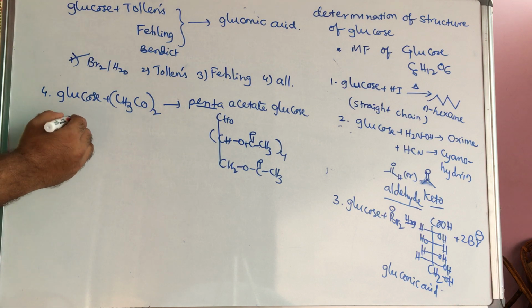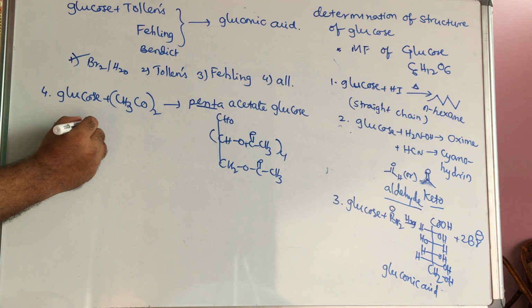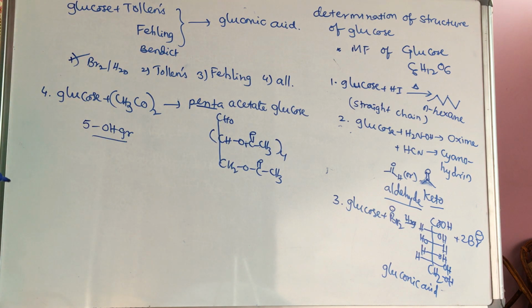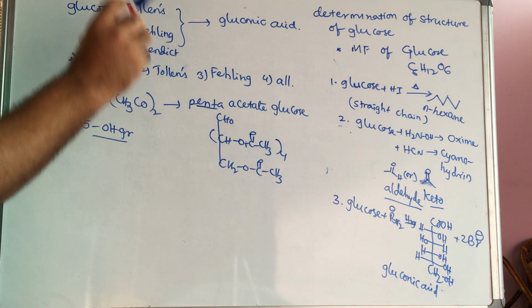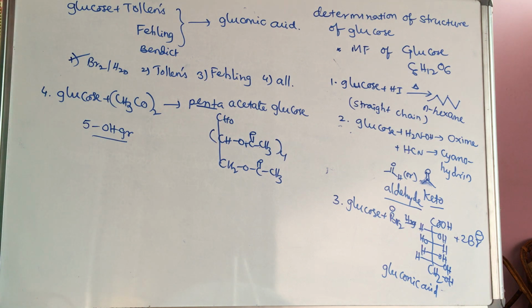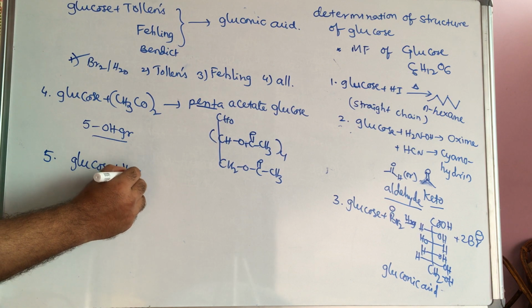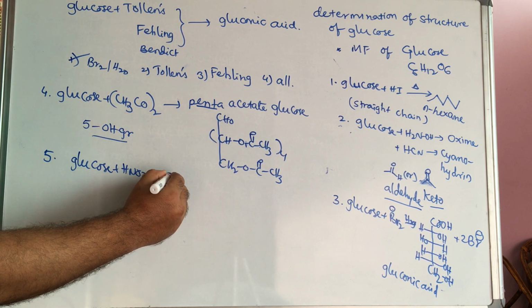Based on this reaction, we concluded that glucose has 5 hydroxy groups on different atoms. If there were 2 hydroxy groups on the same atom, that would be unstable. That's why we conclude that all 5 hydroxy groups are on different atoms only. Then only that glucose will be stable. Next, the fifth one. Glucose reacts with HNO3, then it converts into saccharic acid.